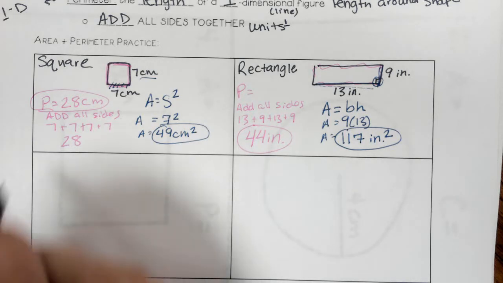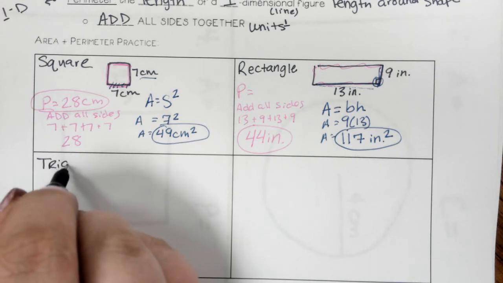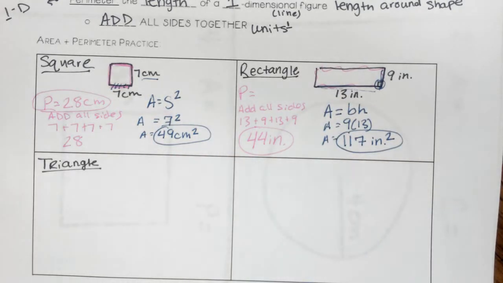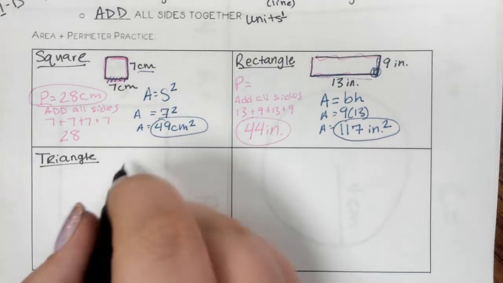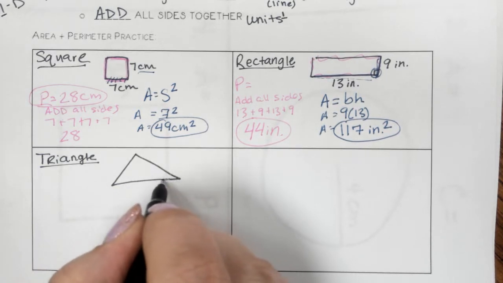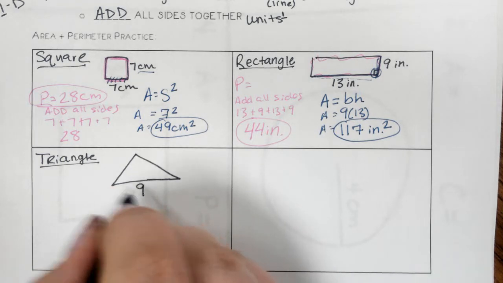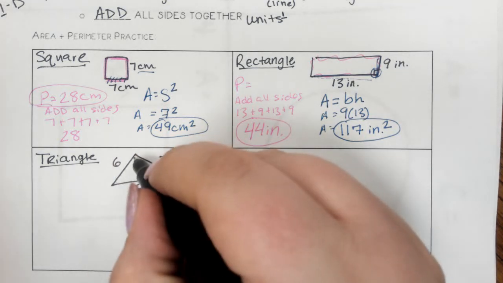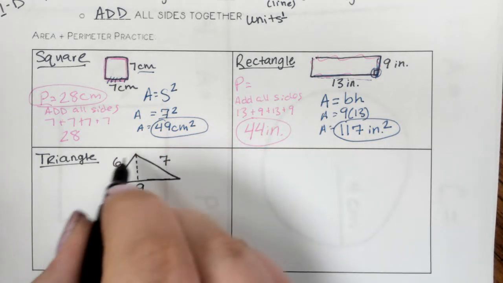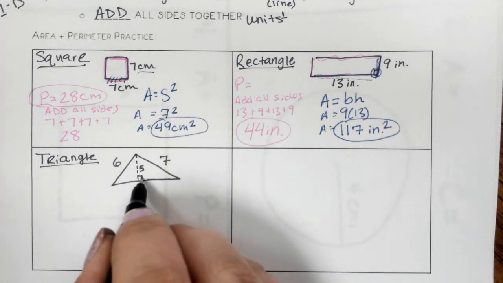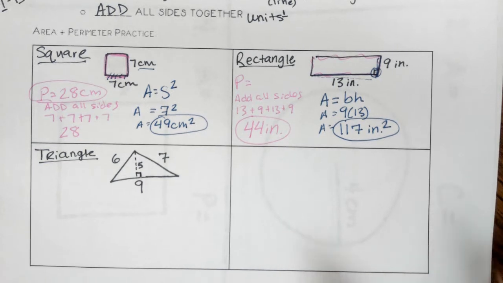Next, we will look at a triangle. And I'll draw this triangle here. I'll call this side 9, 6, and 7. And this is not the exact height, but I will guesstimate it at 5. And that means this makes a 90-degree angle. And we'll guesstimate that height to be 5.